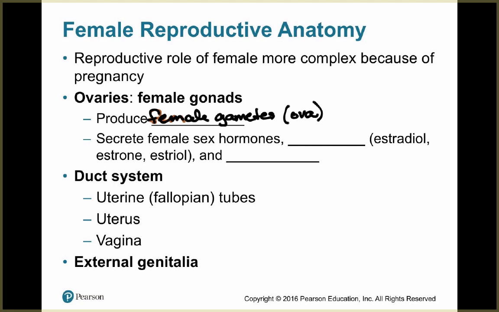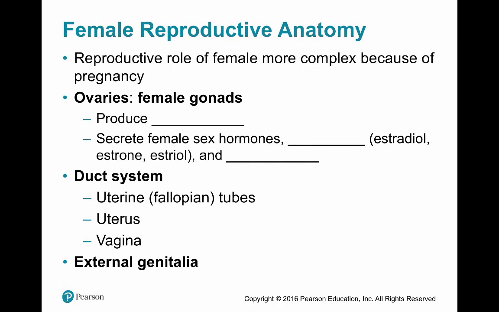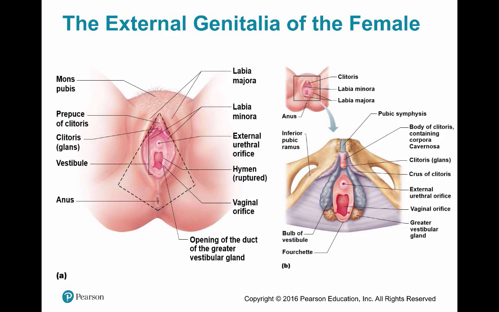So can you name what the two sex hormones are? Hopefully you put estrogen, whose other forms are estradiol, estrone, or estriol, and progesterone. They also have a duct system as well. You have the uterine tubes, known as the fallopian tubes, the uterus and vagina. And the last is the external genitalia. Just like in the men's, we're going to start with the external genitalia first.